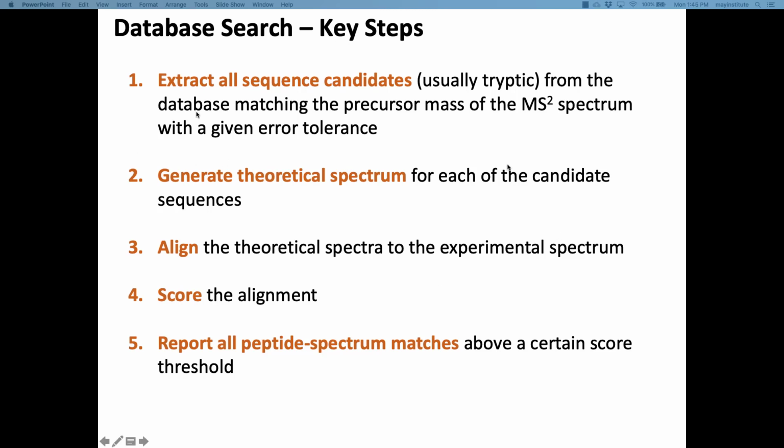Then you generate all the theoretical spectra. Then you align the theoretical spectra. That depends a bit on the scoring function. So you identify which peak in the experimental spectrum corresponds to which peak in the theoretical spectrum. You score that, and then you report all so-called peptide spectrum matches, PSMs, which is this list.